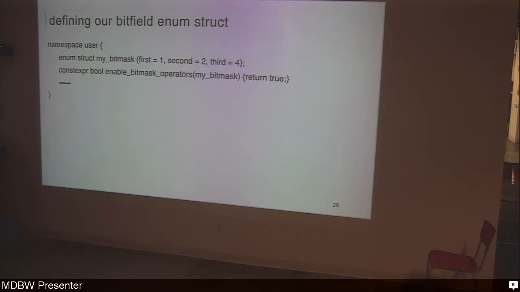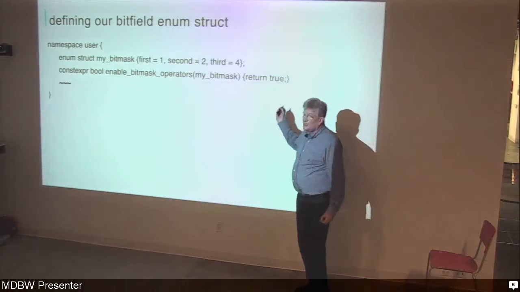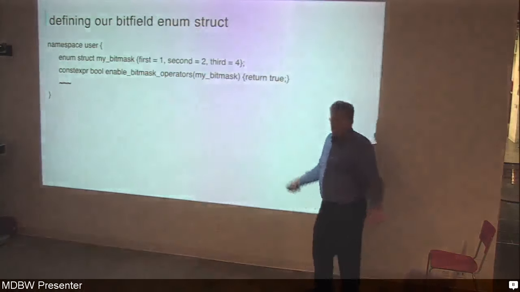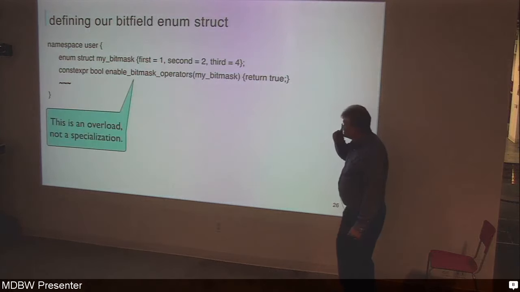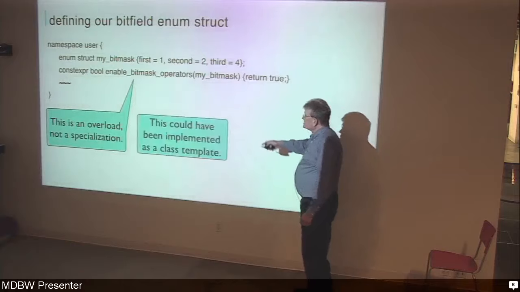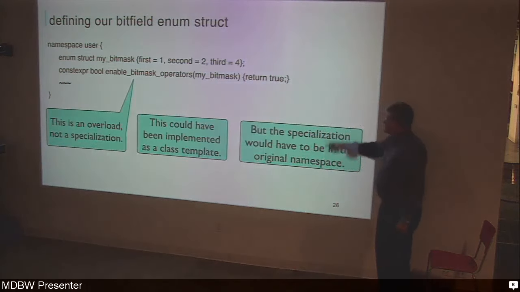What do you mean, this? Yes, you can specialize the type, and that does work, but it requires being in the bitmask namespace, right? So this allows us to use an overload instead of a specialization. All right, so this is an overload and not a specialization. It could have been implemented as a class template, but that specialization would have had to be in the original namespace. That little trick made this just a little bit easier to code for the user.